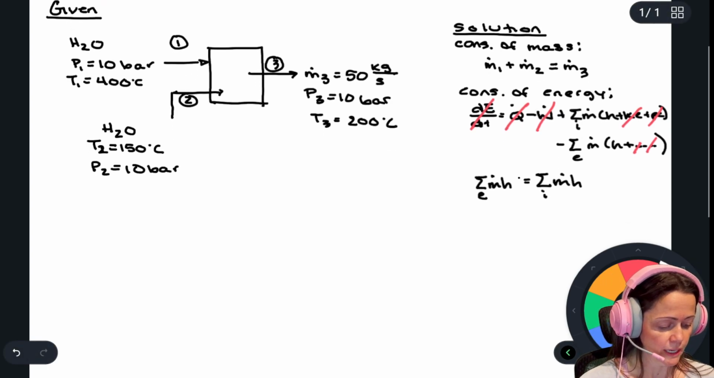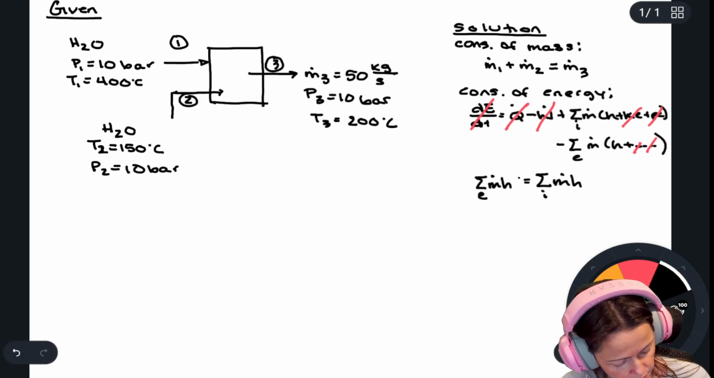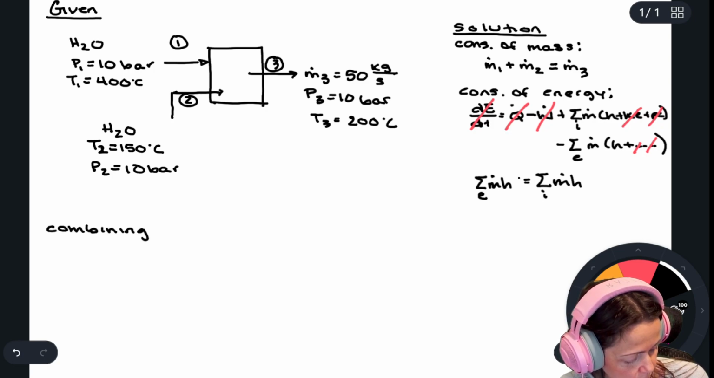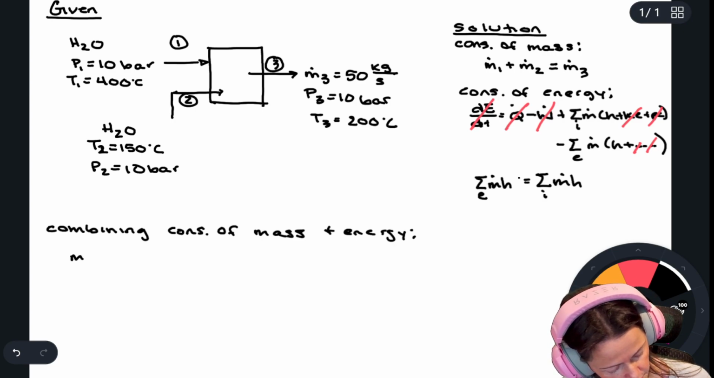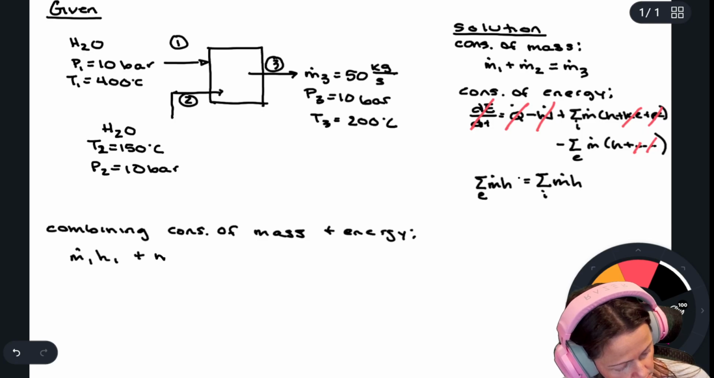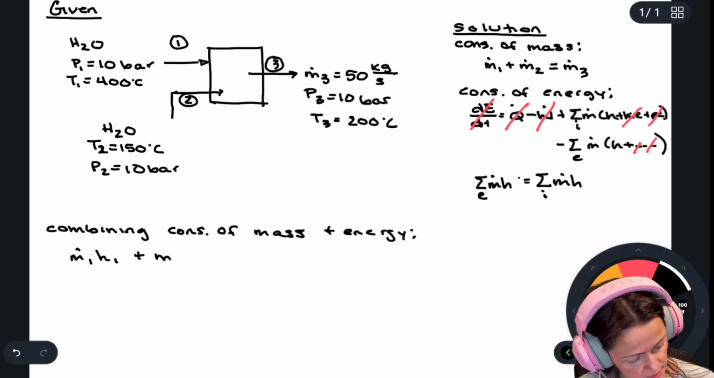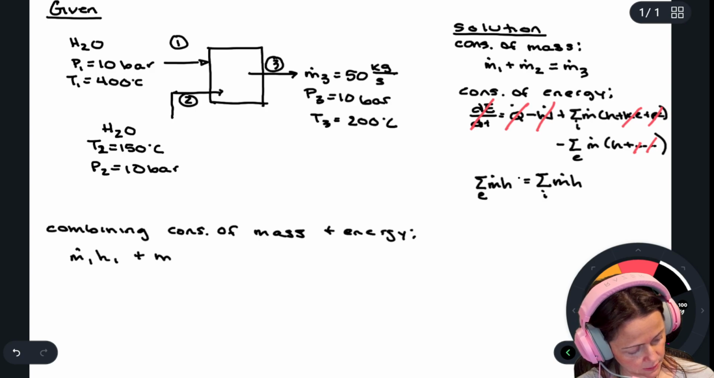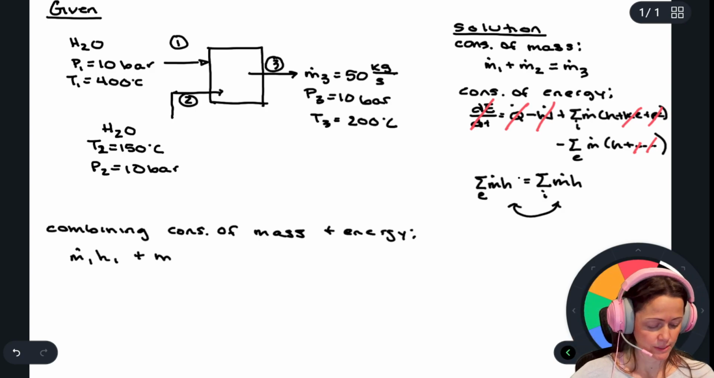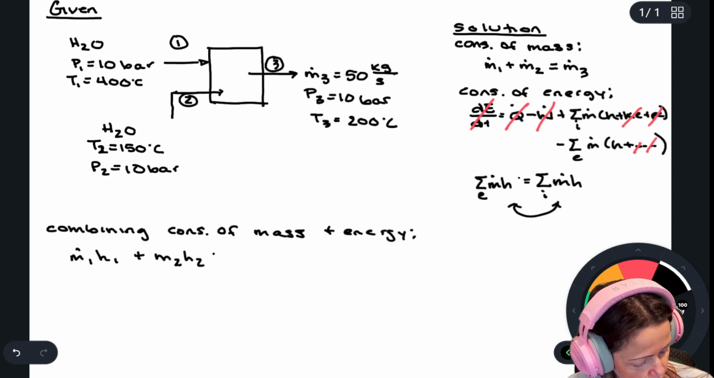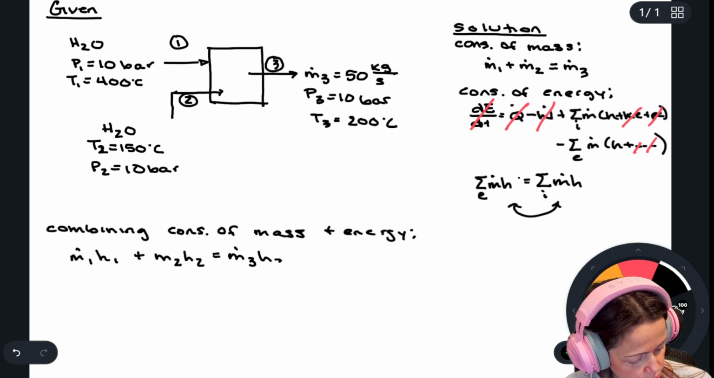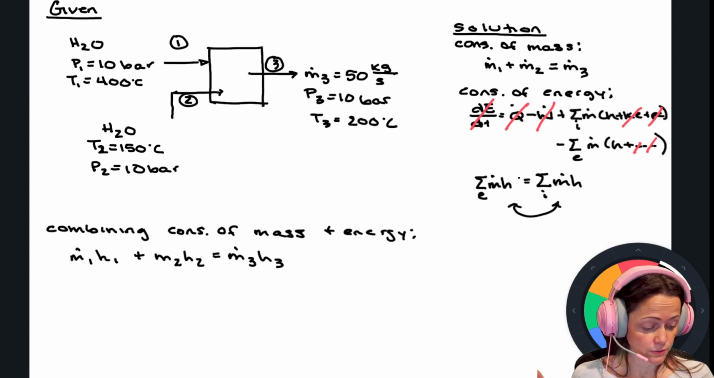And so if we put those two things together, finding our conservation of mass and energy, we have m dot 1 h1 plus m dot 2 h2 is equal to m dot 3 h3. I'm writing the inlets equals the outlets; it doesn't matter. That's just our conservation of energy.